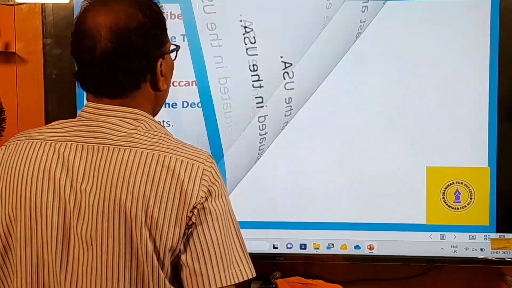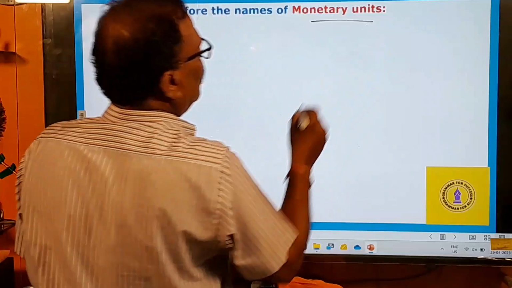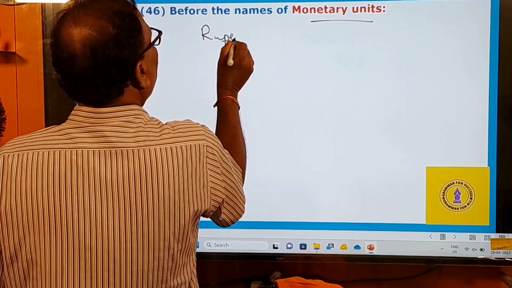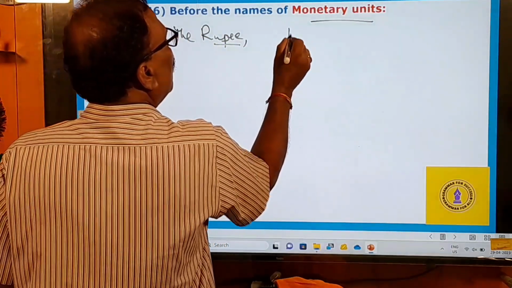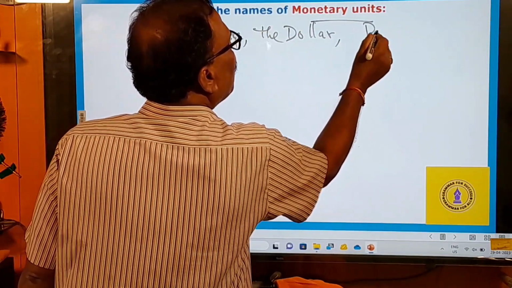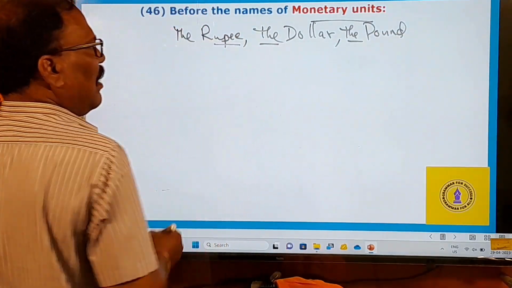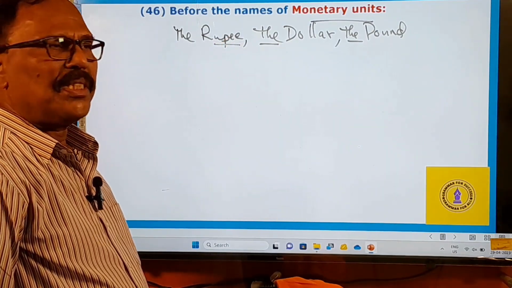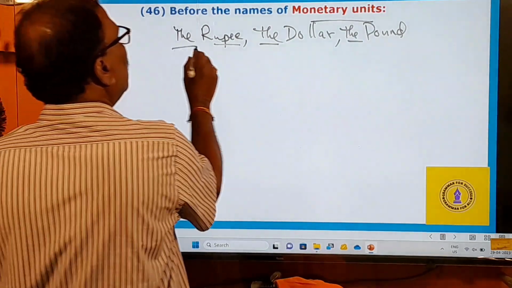And now let's go to the next important rule. What is that? Before the names of monetary units, okay, another important rule. Monetary units means rupee is there. Rupee is our monetary unit, and you have to say the rupee. Dollar is the monetary unit of the USA, so the dollar. Pound is the monetary unit of England. In this way, the rupee, the dollar, the pound, the euro, these are all the monetary units of various countries. And here, before all of them, we must use the definite article.